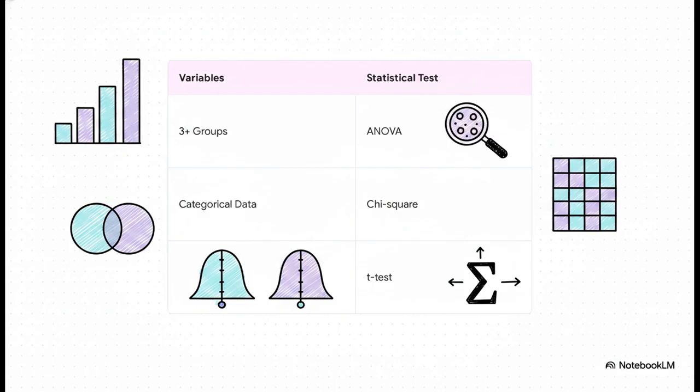Think of this matrix as your ultimate cheat sheet. If you're comparing continuous data, like blood pressure, across 3 or more groups, you use ANOVA. If you're dealing purely with categorical data, like comparing active versus sedentary against hypertensive versus normal, you use a chi-square test. And if you're just comparing continuous data between 2 independent groups, you stick with the classic t-test.